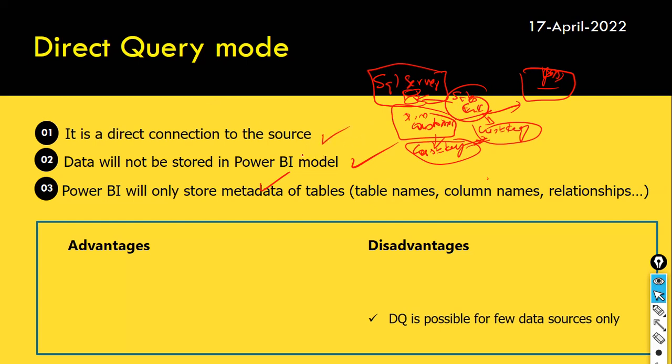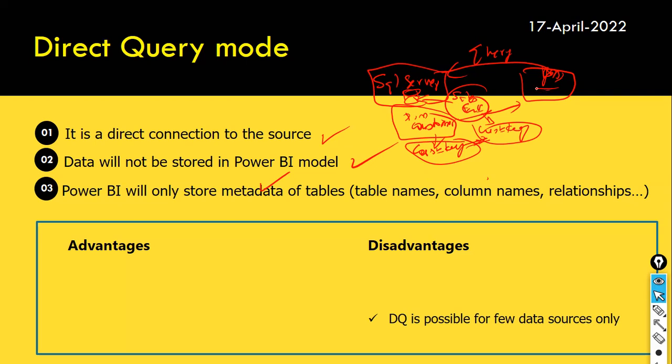So to recap, direct query mode is a direct connection to the source system. The data will not be stored in your Power BI model. Instead, only the metadata gets stored in your model. Power BI will query the data from your data source every time, because the data lives there. Only the structure of the table gets imported here.